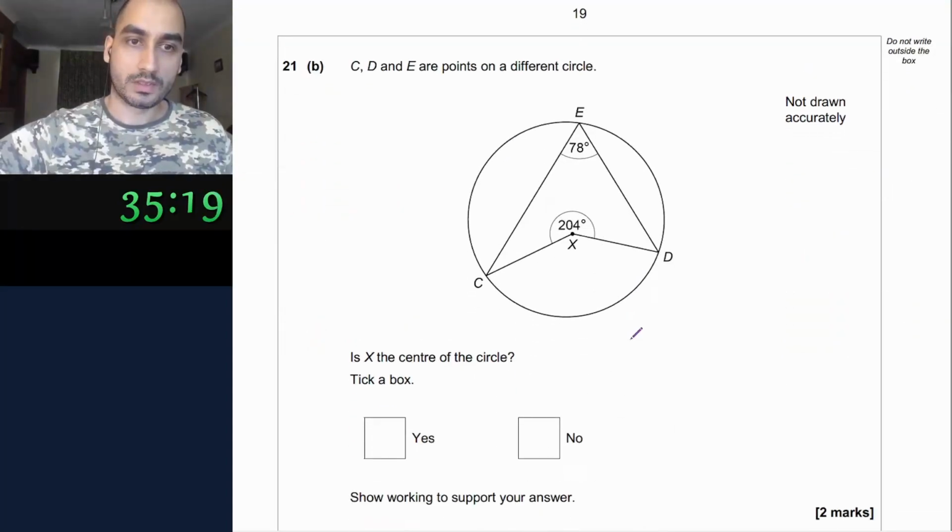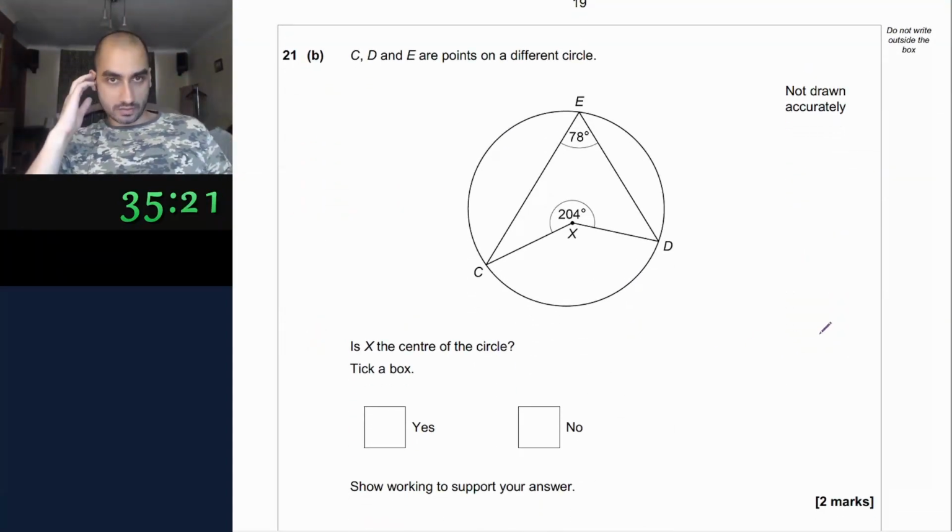Okay. C, D, and E are points on a different circle. Is X the center of the circle? Tick a box, yes or no. Ew.